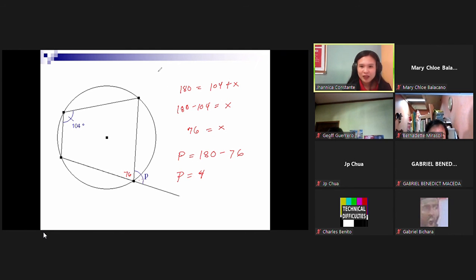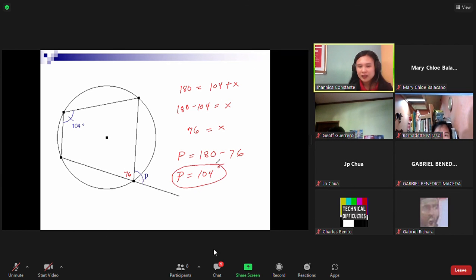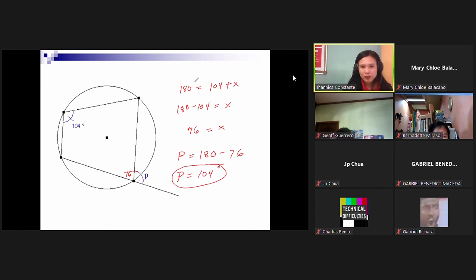So we have 104 for angle P. Tama ba? 180 minus 76 is 104. So that's the measurement for our angle P. Since this is a straight line, the straight line is equal to 180 degrees. So that's how we find the angle P. We subtract the opposite angle of 104 from 180 to find the measurement of our angle P.